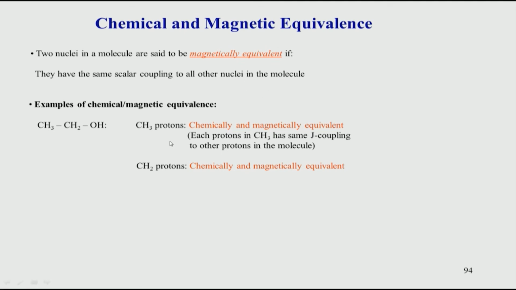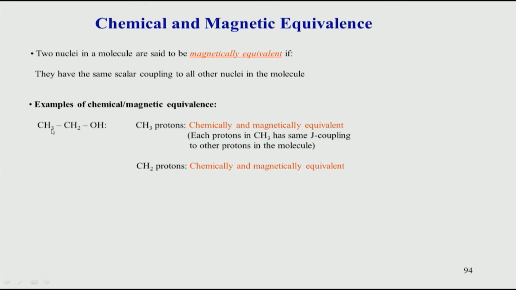Magnetic equivalence is as follows. For this, we will have to use the concept of J coupling, which we will see in more detail in a later class, but one can still understand this concept based on the structure of the molecule. If you look at this particular structure, ethanol, these CH3 hydrogen atoms are in a methyl group. Therefore, they will all be chemically equivalent hydrogen atoms.